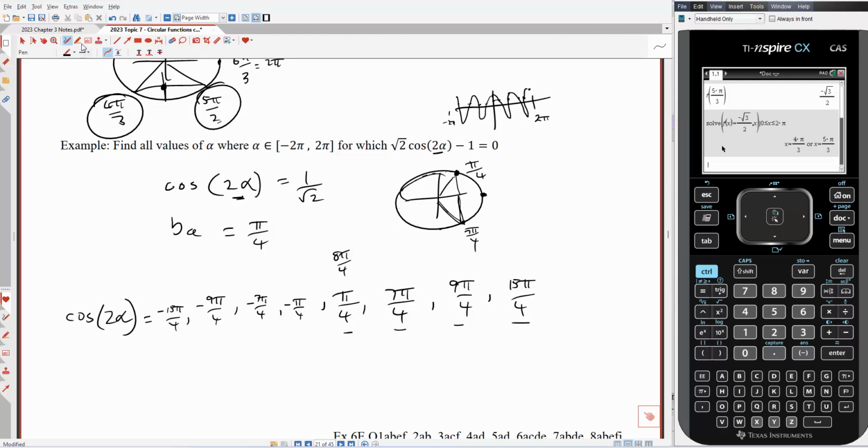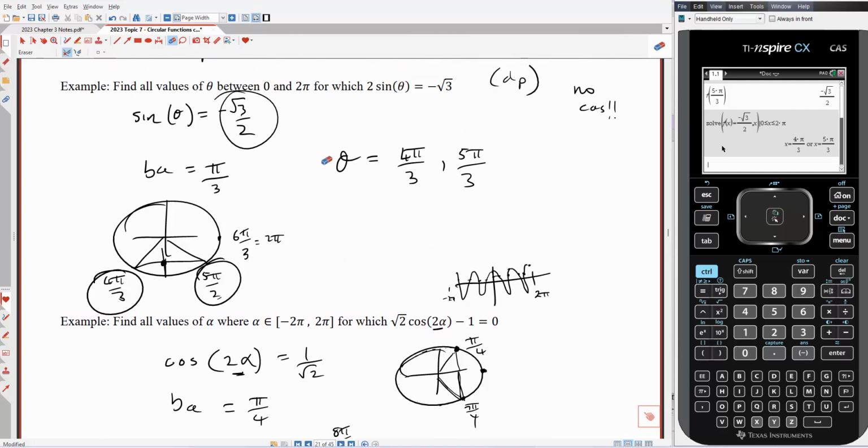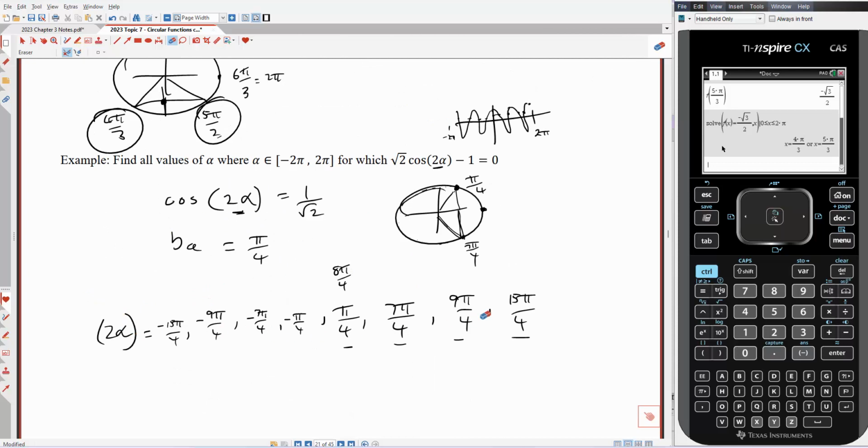So we've got our solutions. Now, another mistake I've made, that shouldn't be cosine, that should just be 2 alpha. So 2 alpha equals these values here. I shouldn't have written the cosine there, don't know why I did that. Up here, notice that when I solved this one here, I just wrote down theta equals. So now we've got 2 alpha equals all of these.